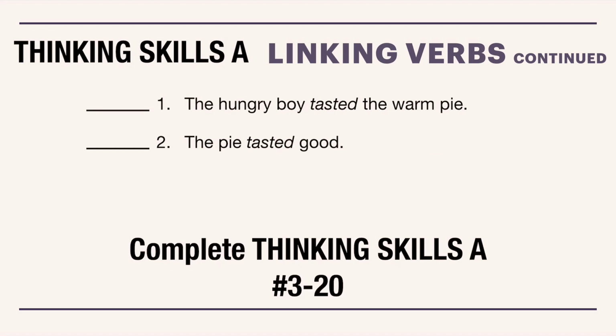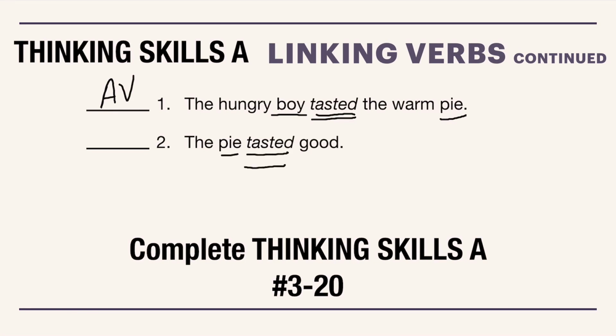Now let's go ahead and do thinking skills A. You're going to write LV in the blank if the italicized verb is used as a linking verb. Write AV if it is used as an action verb. So, the hungry boy tasted the warm pie. Now we have tasted as our verb, boy our subject, right? And then we're looking at this pie. Is the boy a pie? No. Okay, so the boy is performing an action, and so we know it is going to be an action verb.